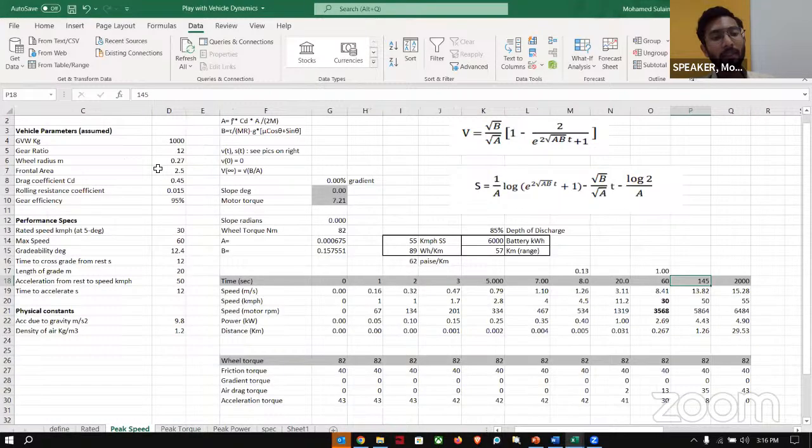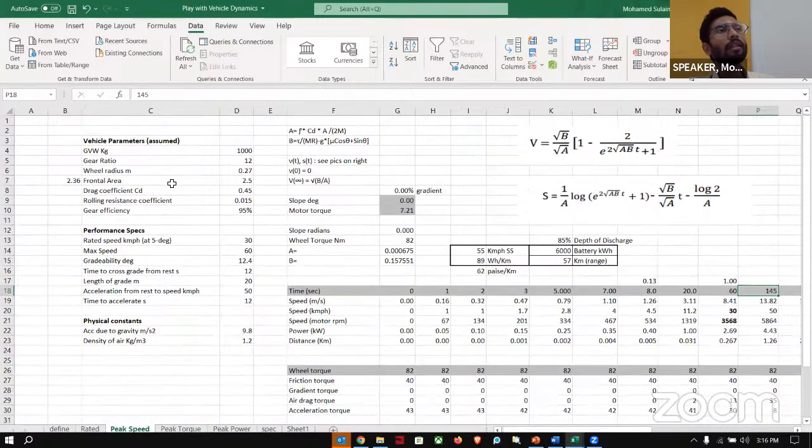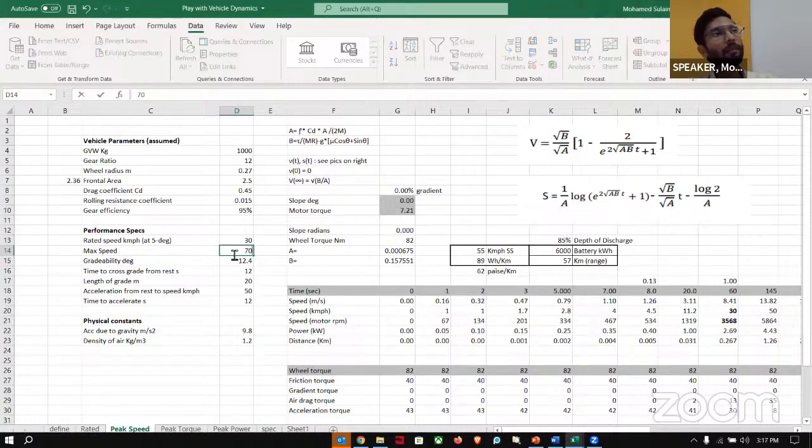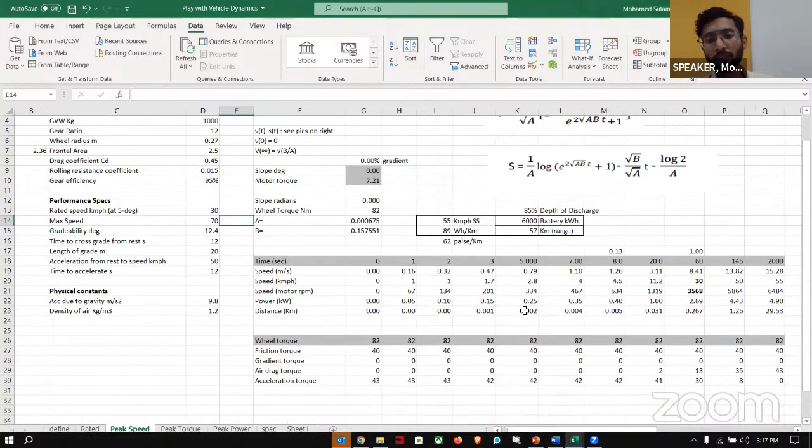Moving to the next sheet, that is when the vehicle is moving at the peak speed. Let's say the vehicle has to move at the speed of 70 kilometers per hour. This 70 kilometers per hour, how would we achieve it? This will be discussed now.